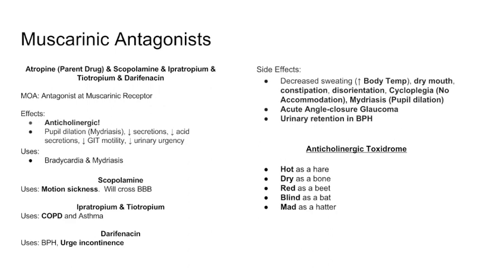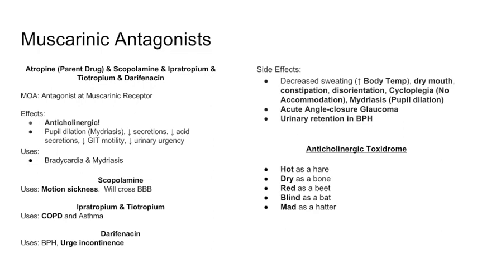Darifenacin, another muscarinic antagonist, can be used for BPH and urge incontinence, but it's more often used for urge incontinence. These are patients who, for whatever reason, are struggling to get to the bathroom and not have a little bit of their urine leak out before they get there because of the overactive detrusor muscle.